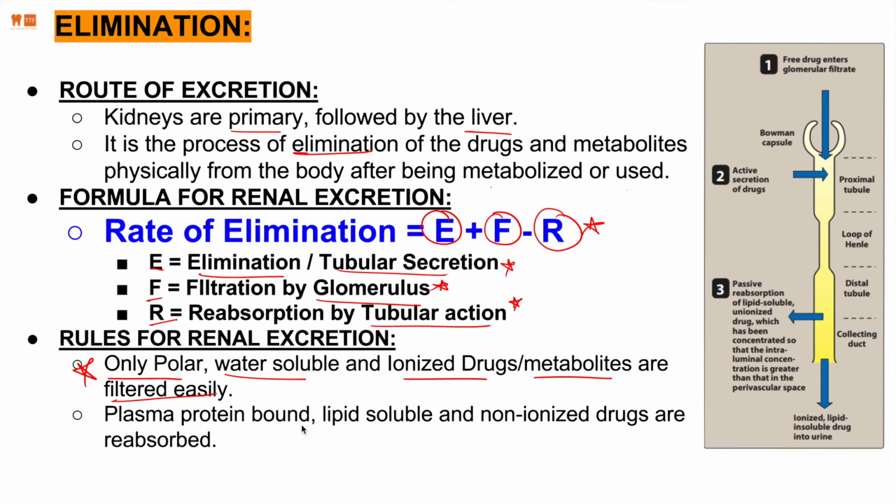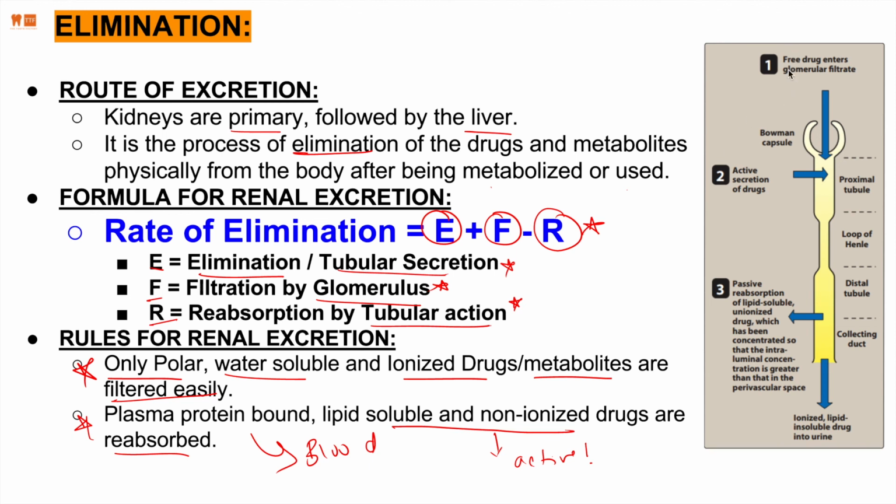Next, plasma protein bound drugs or lipid soluble drugs or non-ionized drugs are all reabsorbed back in because they're going to stay in the blood longer because of plasma protein. They will not be eliminated. And these lipid soluble non-ionized drugs will be active. They're not inactive drugs. They're active. Active drugs will affect tissues. They have to become inactive for them to be eliminated. So these are the rules.